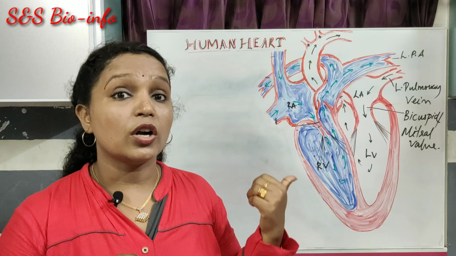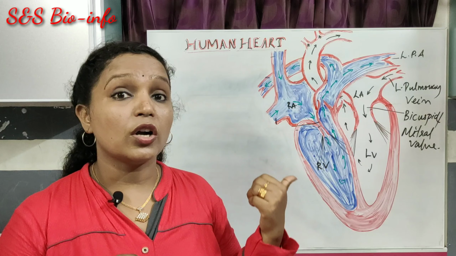Then let's familiarize ourselves with the valves of the human heart. Valves prevent the backward flow of blood. There are mainly three types of valves in the human heart. First of all, the tricuspid valve. The tricuspid valve is a valve with three flaps which prevents the backward flow of blood from the right ventricle to the right atrium.